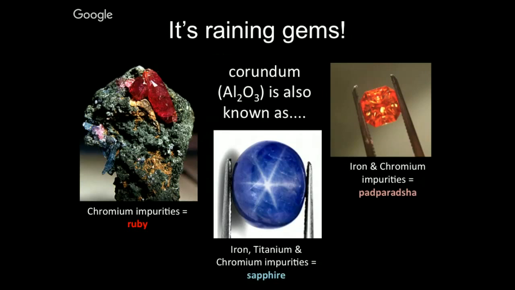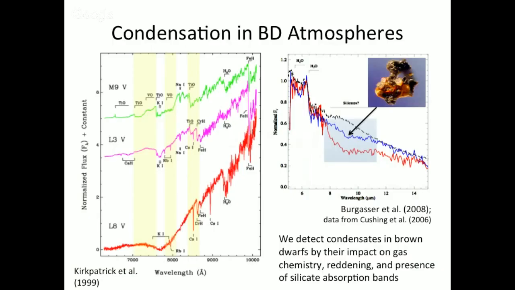So these are the predictions that come just from chemical equilibrium calculations, that you should start to see some of these species condense out. Do we know this is actually the case from an observational perspective? Well, we do see that in the evolution of the spectra as we go down to lower temperatures. This is a set of optical spectra going from the late M dwarf to mid and then late L dwarf.